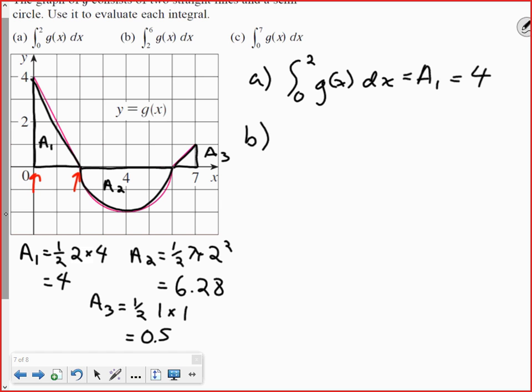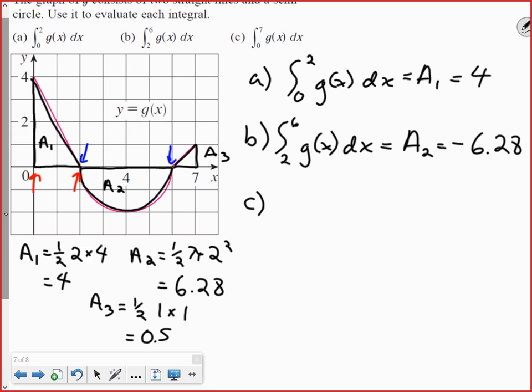For b, if we want the integral from 2 to 6 of g x, it's the entire area under the curve from 2 to 6. So this is just basically a2, but because the value of g at x is less than 0 on that entire region from 2 to 6, we have to count this as a negative area. So this is going to be negative 6.28.